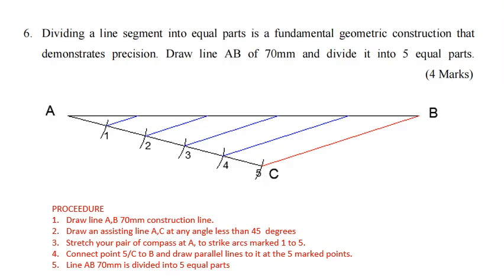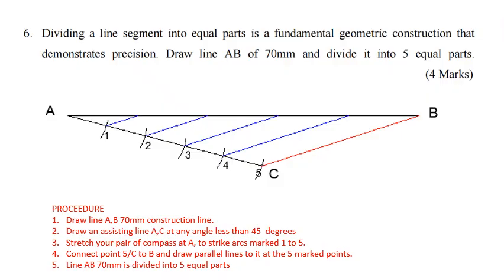Now the next one is question number 6. Divide a line segment into equal parts. Dividing a line segment into equal parts is a fundamental geometric construction that demonstrates precision. Draw line AB of 70 and divide it into 5 equal parts. So here you simply draw a construction line, the line AB. You draw that line, measure 70 millimeters.